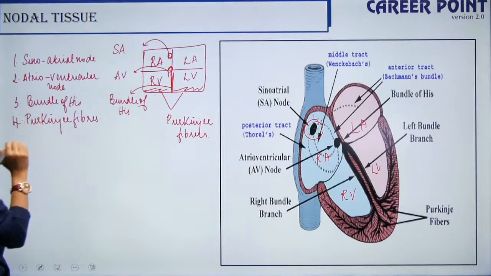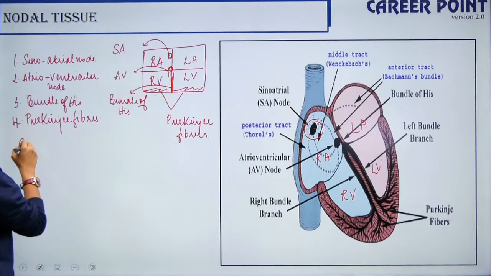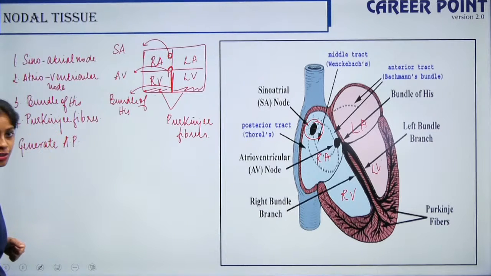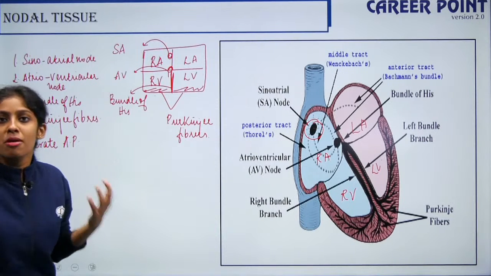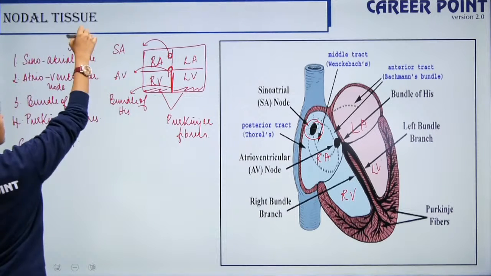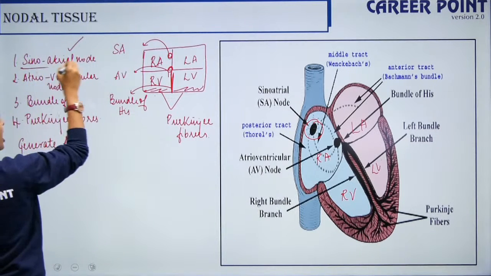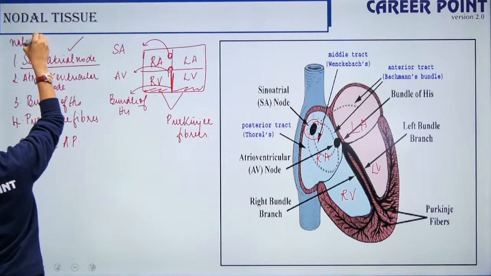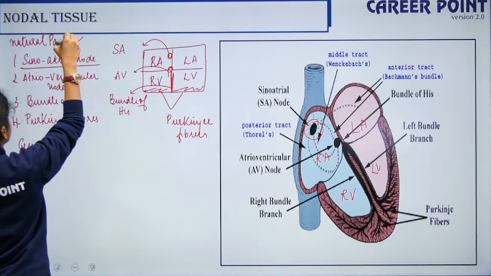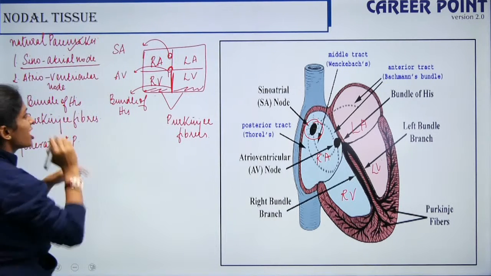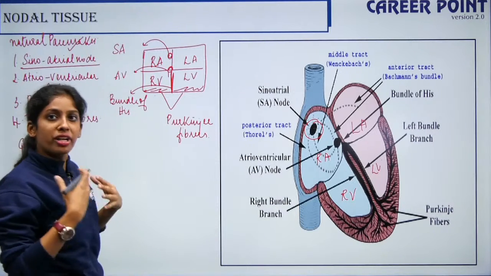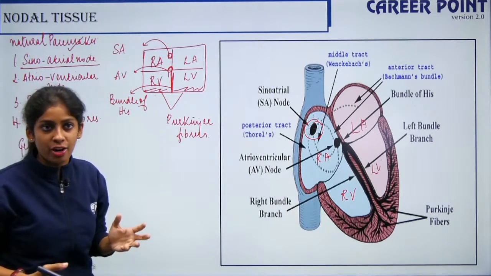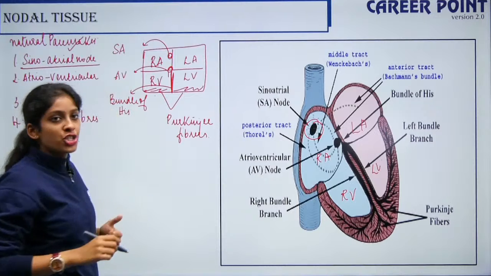So all of these four nodal tissues can generate action potential. But the maximum action potential is generated by the SA node. Since it generates the maximum action potential, it is known as the natural pacemaker of the heart. All of them can automatically generate action potential, but the maximum is generated by the SA node. That is why it is called a natural pacemaker.